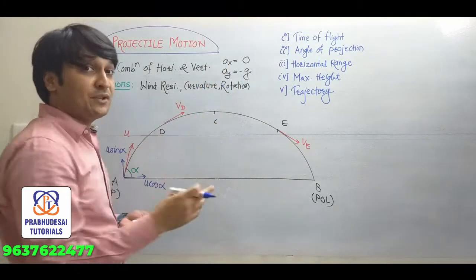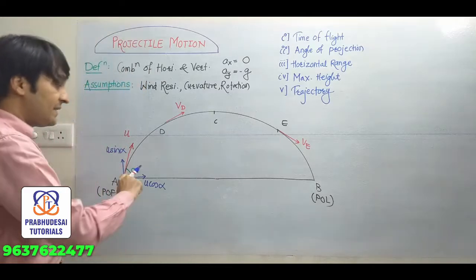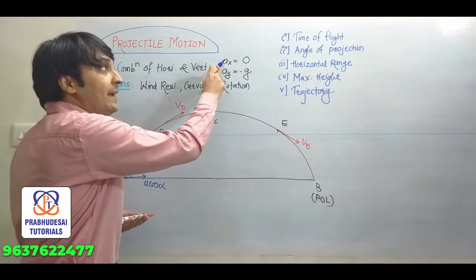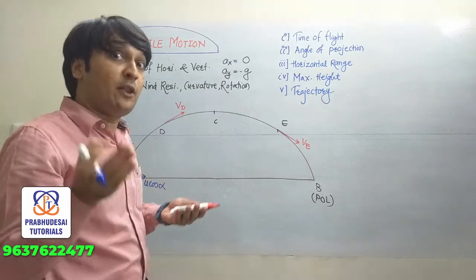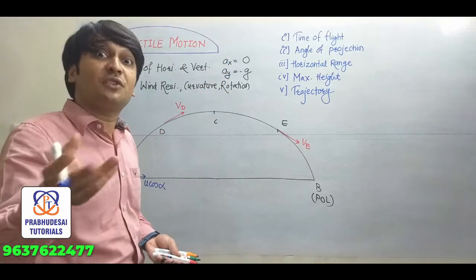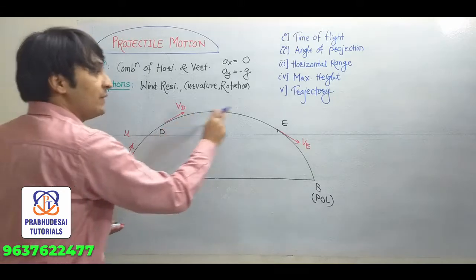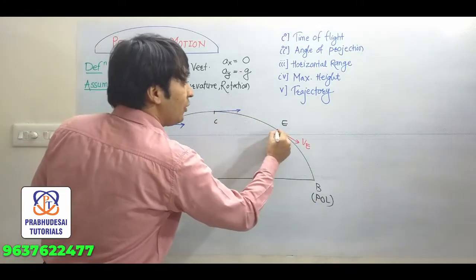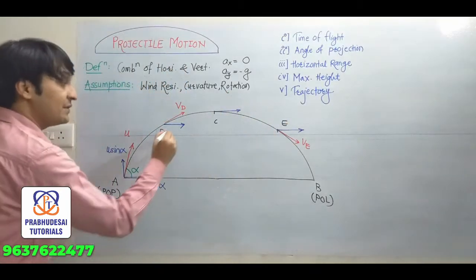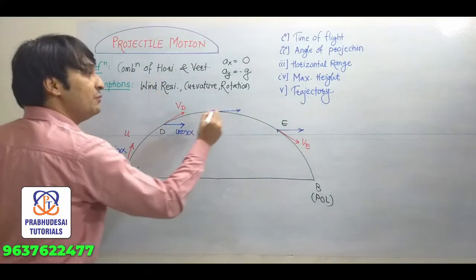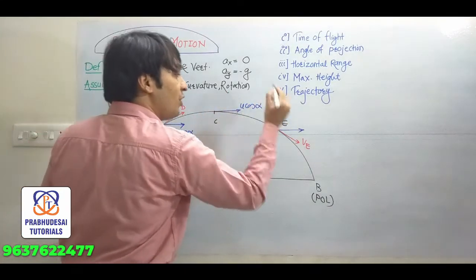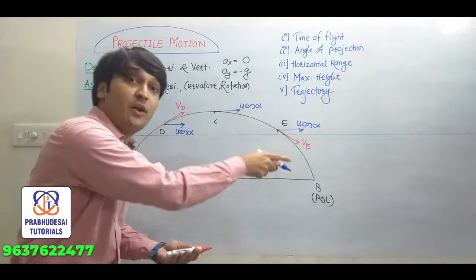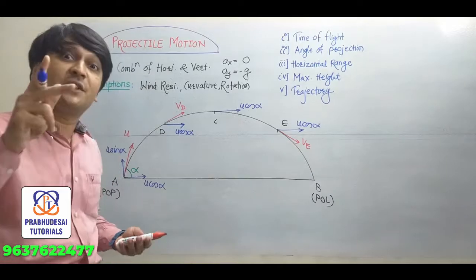Ax is 0, that means horizontal acceleration is 0, that means the x component of velocity must be the same. Why? If ax is 0, that means acceleration along x is 0, that means velocity is constant along x. So I can just say velocity along x is always the same. Here we can write u cos alpha. Why? Velocity along horizontal is always what? Same, because it's a uniform motion.